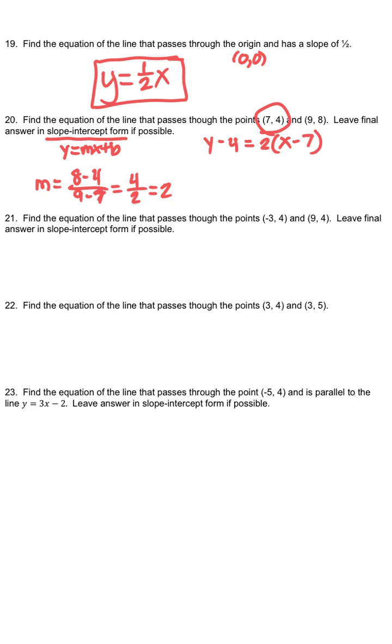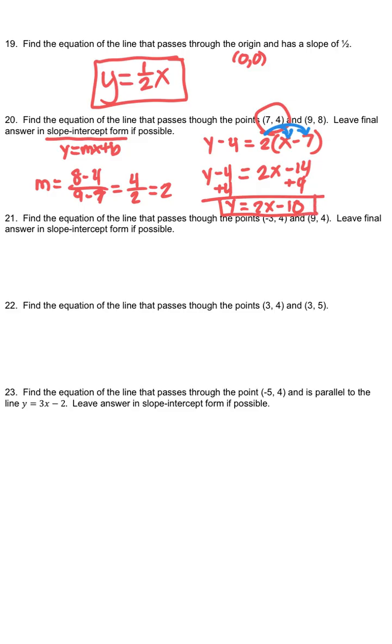But again, they want it in the slope-intercept form. So we have to distribute. And now I have 2x minus 14. Bring down that y minus 4. Add 4 to both sides. And now I am left with y equals 2x minus 10. And now that is my equation in slope-intercept form.